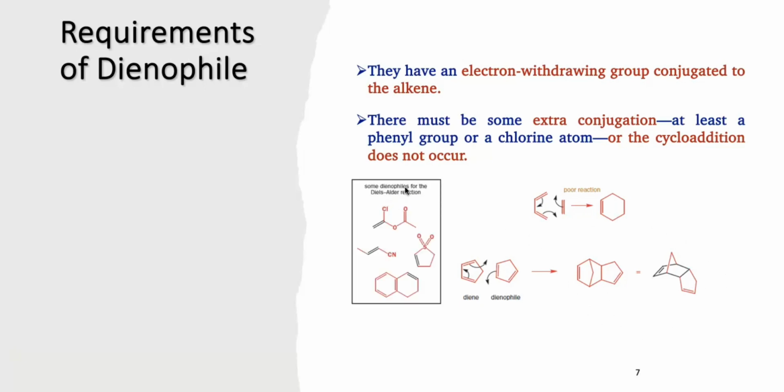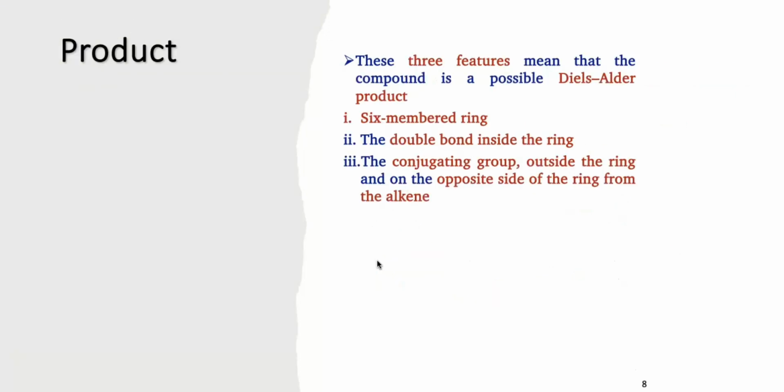Now, some dienophiles for the Diels Alder reaction to occur. These are substituted with chlorine and ester groups, substituted with cyano group, this sulfonyl group, and here this double bond, which is acting as a dienophile, is in conjugation with this phenyl ring. So these are very good dienophiles for Diels Alder reaction to occur.